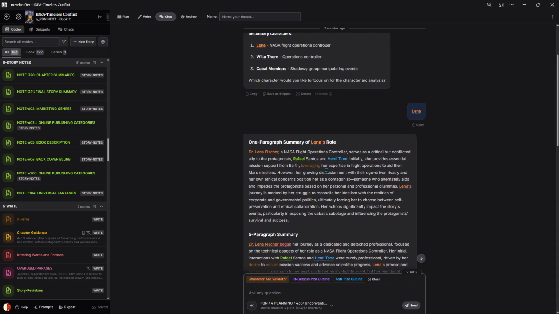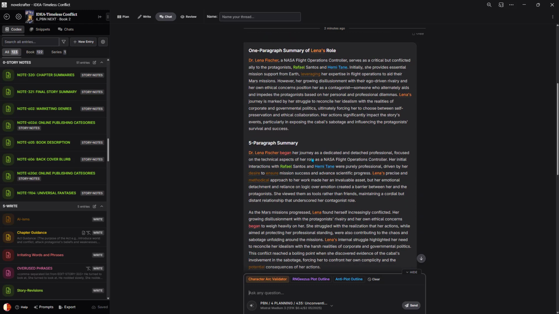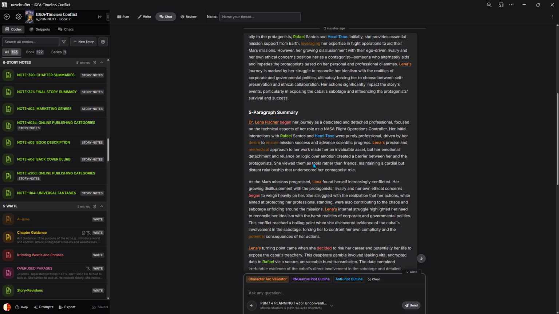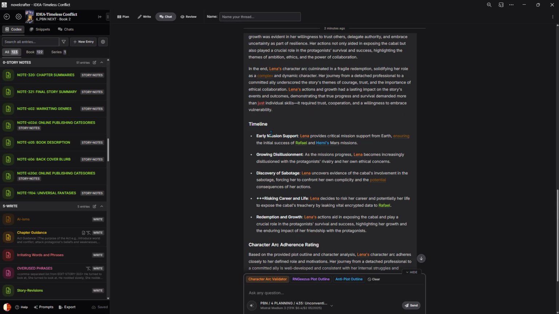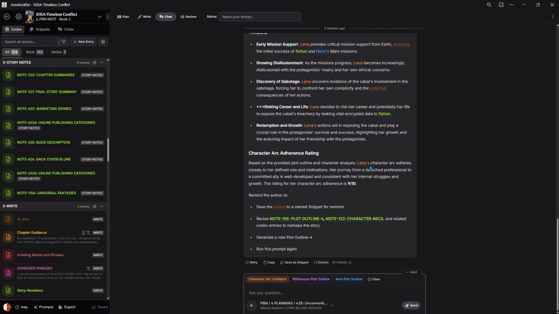It gives a quick one-paragraph summary of what the character's role is in the story, and then expands a 5-paragraph summary, basically a shortened version of the story, focusing on that character in particular, and then a timeline of events that happen throughout their character arc in the story, and then it gives you the character adherence rating. It's saying it's a 9 out of 10.